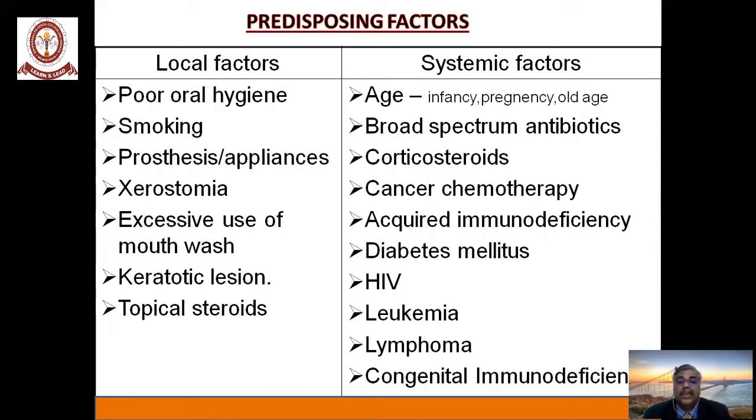Among the systemic factors, we have age, broad spectrum antibiotic usage, corticosteroids, cancer therapy, cancer chemotherapy, and immunodeficiency conditions that can be congenital or acquired. Some of the acquired immunodeficiency conditions are diabetes mellitus, HIV, leukemia, and lymphoma. So, if you find candidiasis in a young healthy adult, you should investigate for the presence of local or systemic factors.